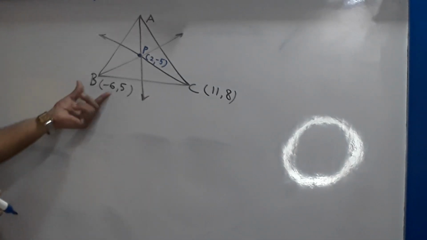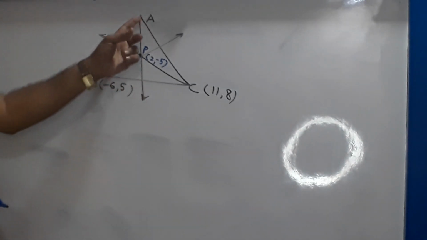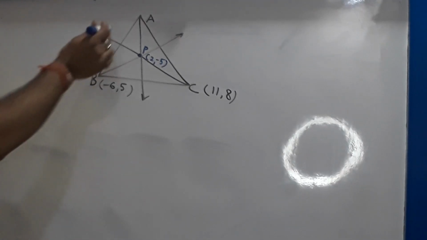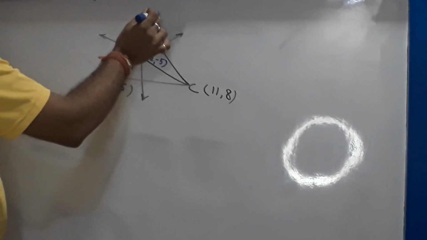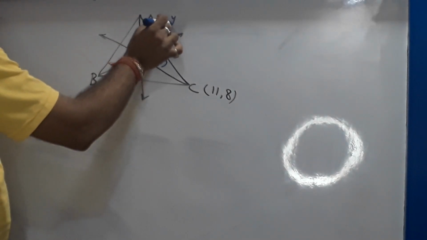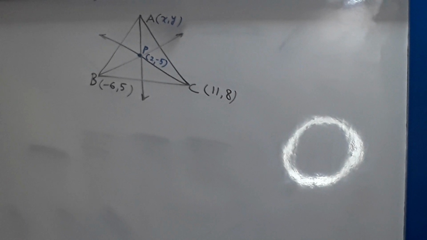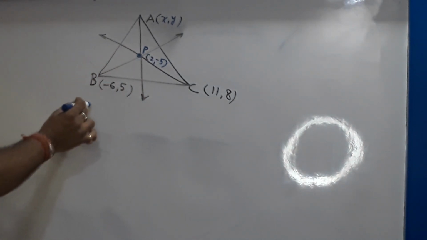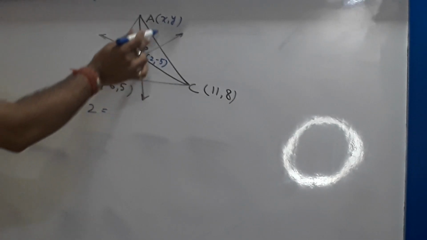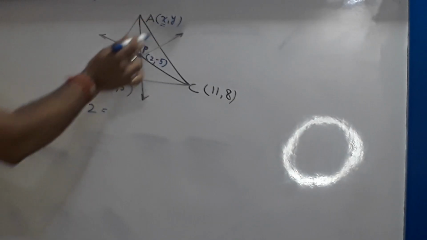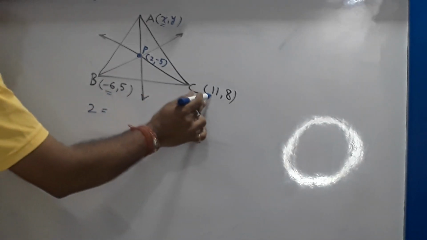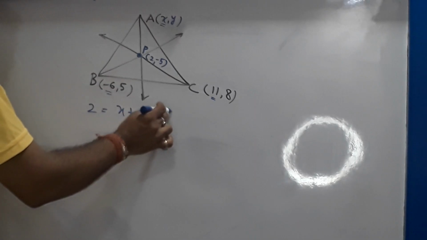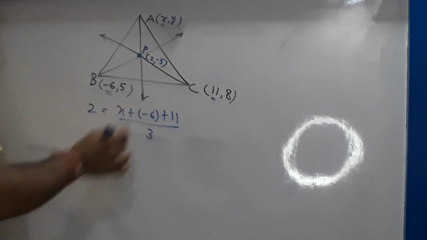So, two vertices are given and the centroid is given. It is asked to find the coordinates of the remaining vertex of the triangle. The remaining vertex is A. To find its coordinates, I will take (x, y). P is the centroid. So, consider the first coordinate, which is 2. Then add the first coordinates of all the points: x plus -6 plus 11, divide the total by 3.